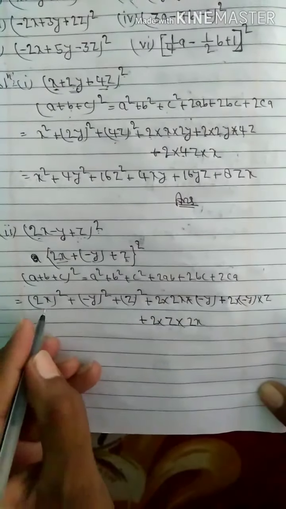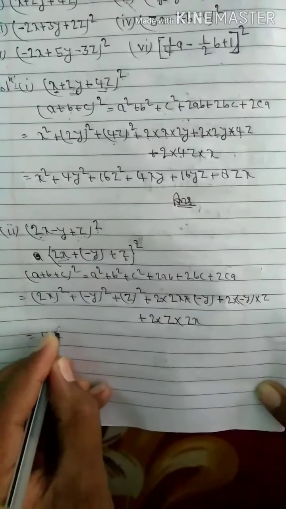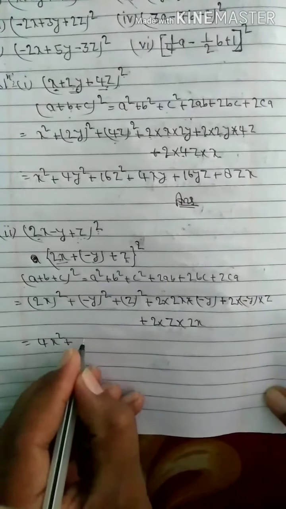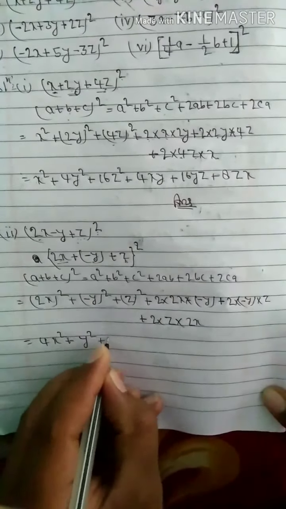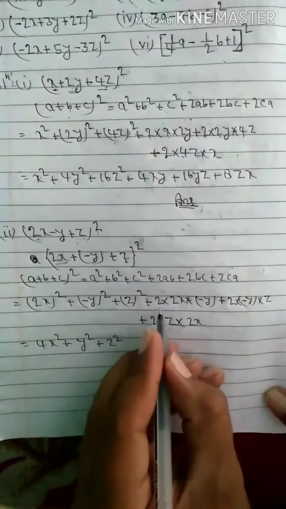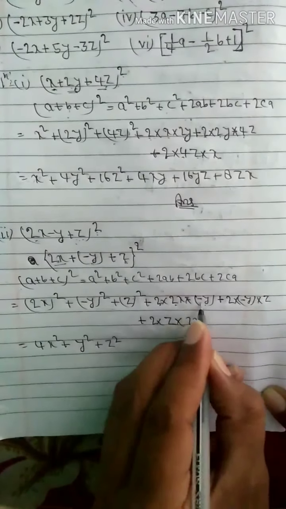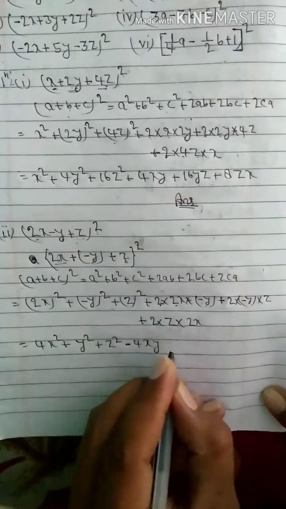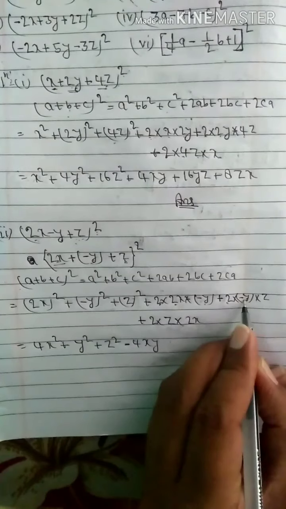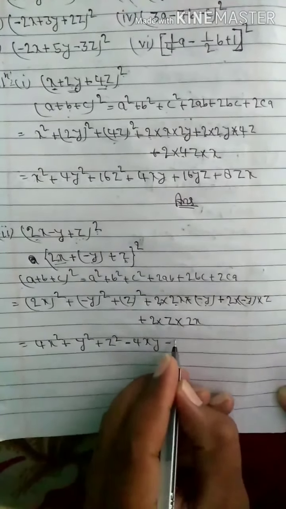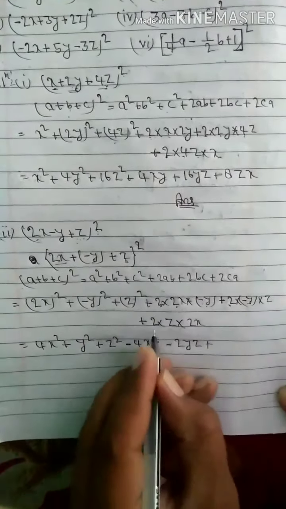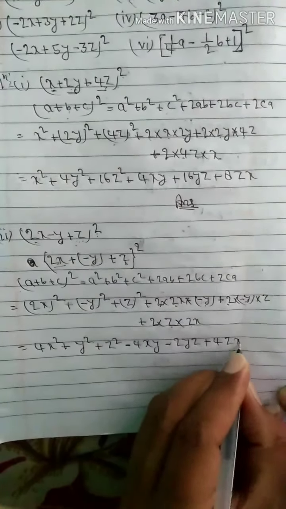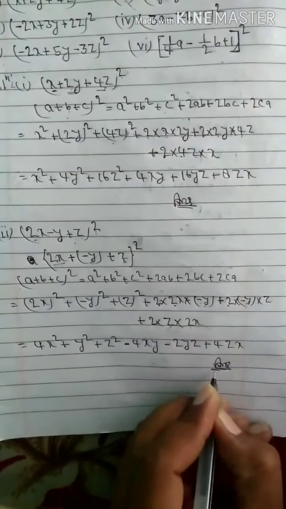And now simplify this. (2x) whole to the power 2 will be 4x², plus (−y) whole to the power 2 will be plus y², plus z², and now 2 times 2 is 4, with minus, so −4xy, and now here 2 into −y into z, so −2yz, plus 2 into z into 2x, so 2 times 2 is 4, plus 4zx, and now this is your answer.